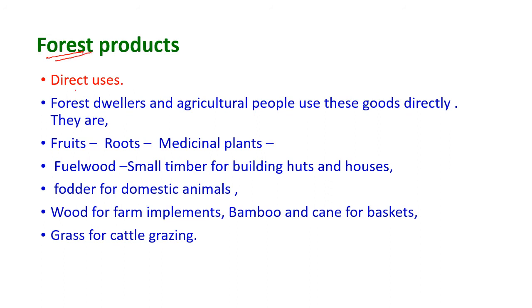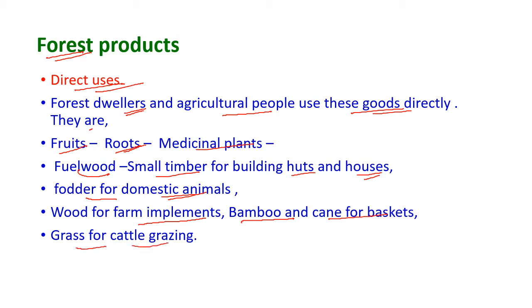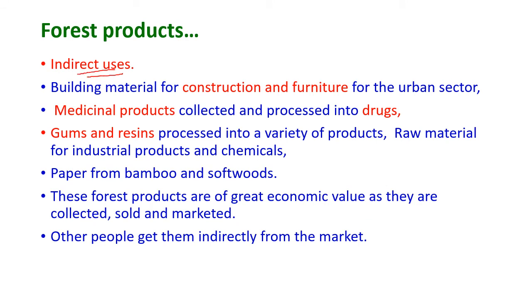Forest products. Here, the direct uses of forest products. The forest dwellers are the people who live in and around the forest, and the agricultural people use these goods directly. They are the fruits and roots of plants and medicinal plants. Then the fuel wood and small timbers for building their huts and houses, and then fodder for the domestic animals, and wood for making small farm implements, and bamboo and cane for baskets, and grass for their cattle to graze. And now the indirect uses of forest products.